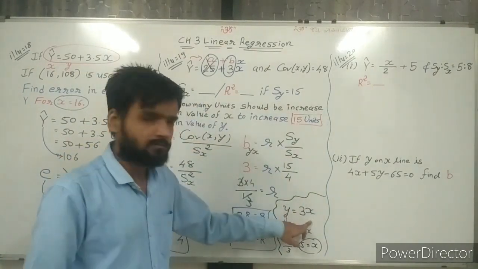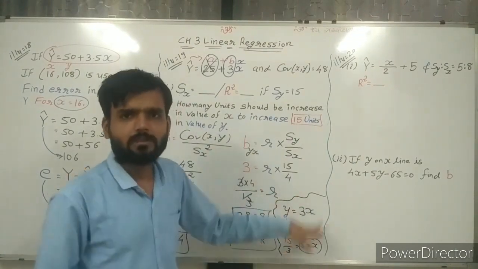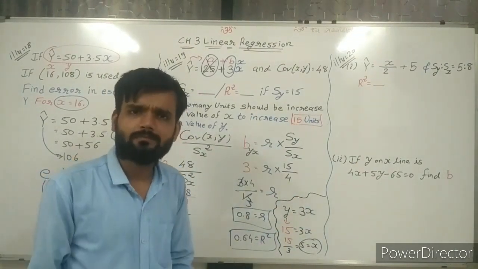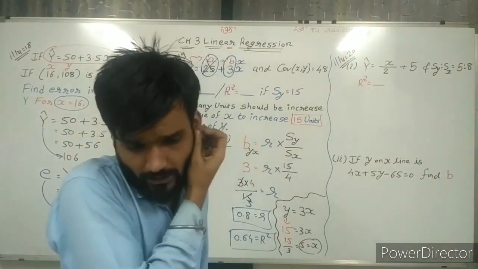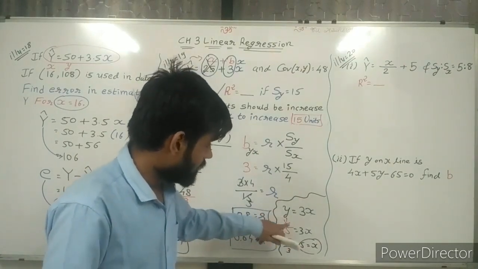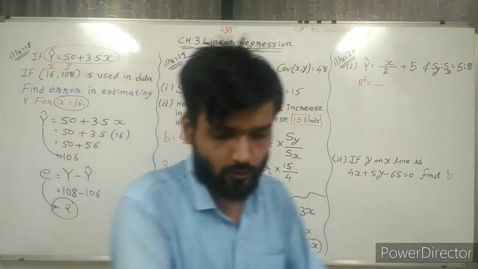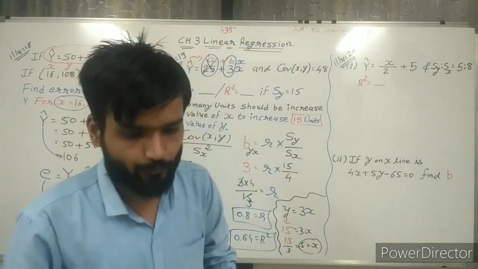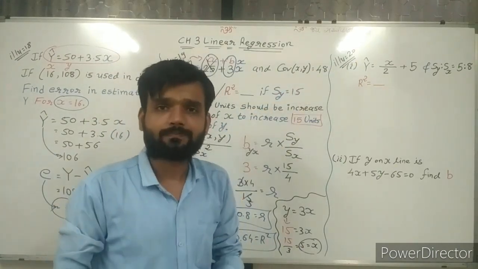So in this way, whenever a question is given, compare these two. If the value of x is given, you can find y. If y is given, then find x. Simple. You will get the answer. So we should increase x by 5 units so that y increases by 15 units. That's it. Now, the last, illustration number 20.